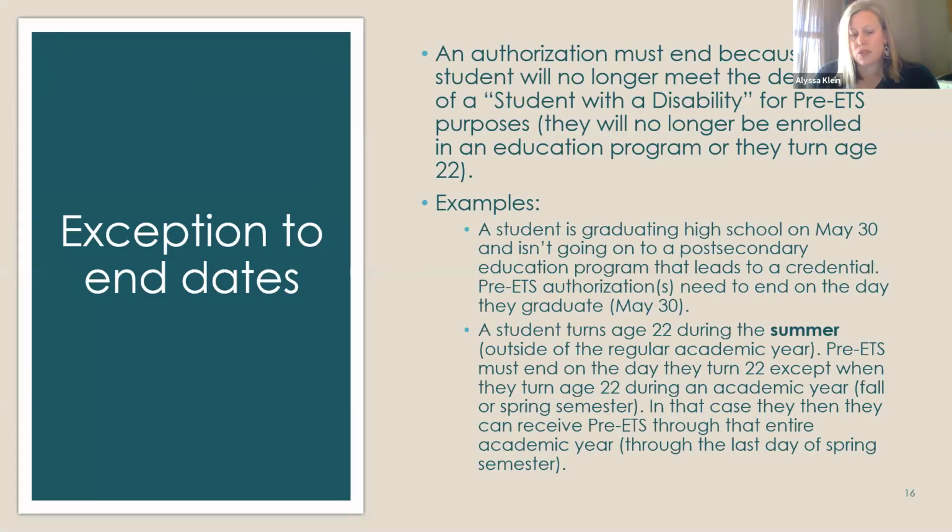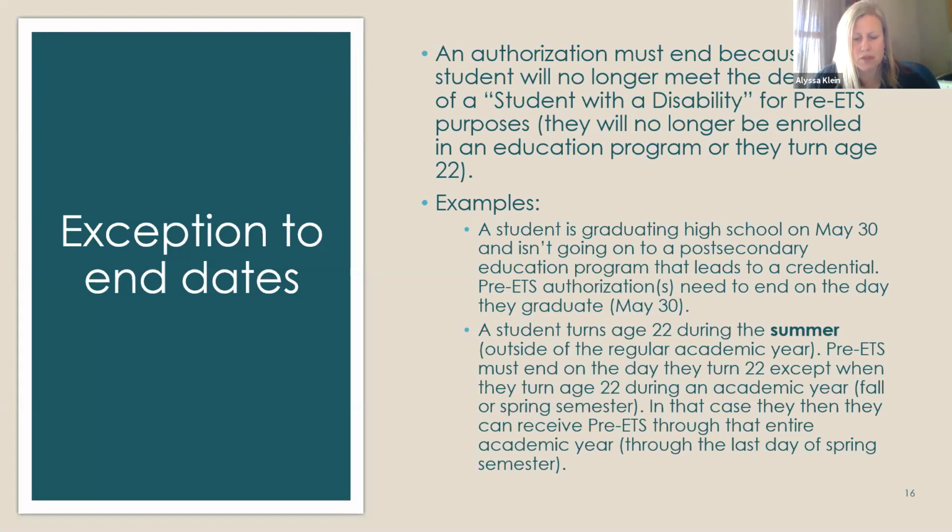There is one exception to using the 4 quarterly end dates that were listed on the previous slide, which is when a student will no longer be able to continue receiving pre-ETS because they no longer meet the definition of a student with a disability. In other words, they will no longer be enrolled in an education program, or they will be turning age 22.